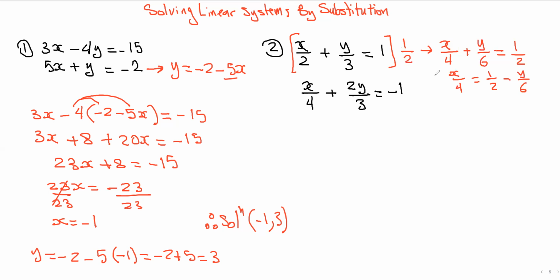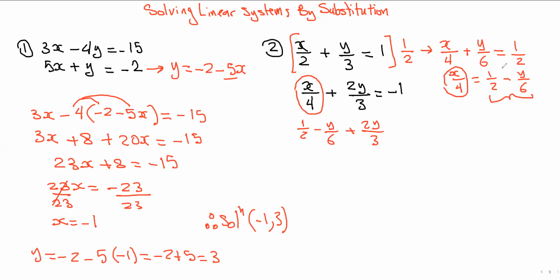Why I did that is I'm trying to get an x over 4, because if I get an x over 4, then I have an x over 4 on the other equation, which means now I could take this right here and sub it for the x over 4 in the second equation. So therefore, instead of x over 4, now I could just write 1/2 minus y over 6 plus the 2y over 3.